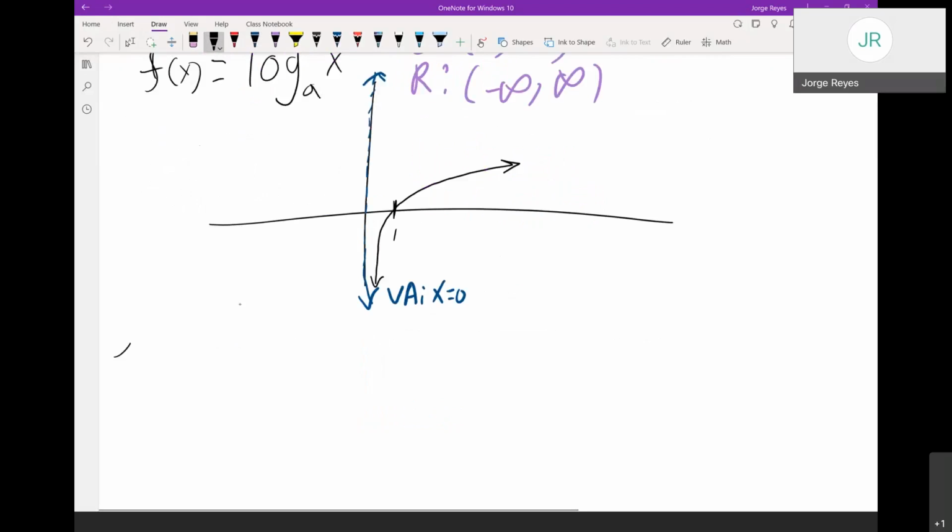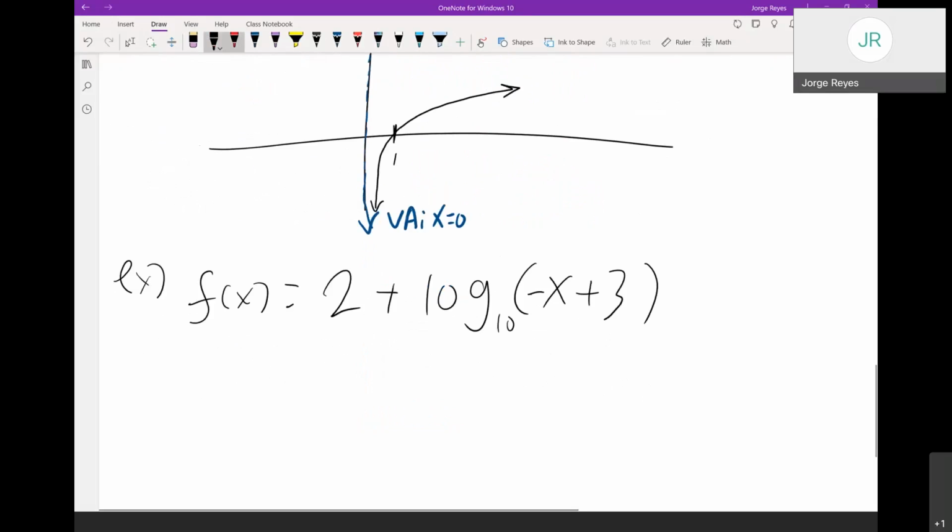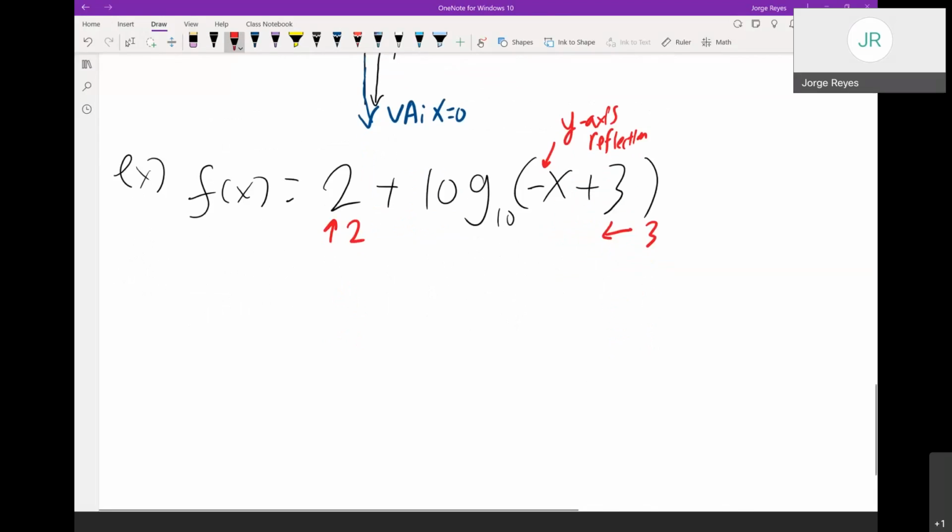I'm only going to do one example because you should know how to do transformations by now. If I had 2 plus log base 10 of negative x plus 3, you should remember how to do all of this. This is a y-axis reflection because it's inside. The plus 3 means go left 3. The plus 2 on the outside means go up 2. So those are my directions.